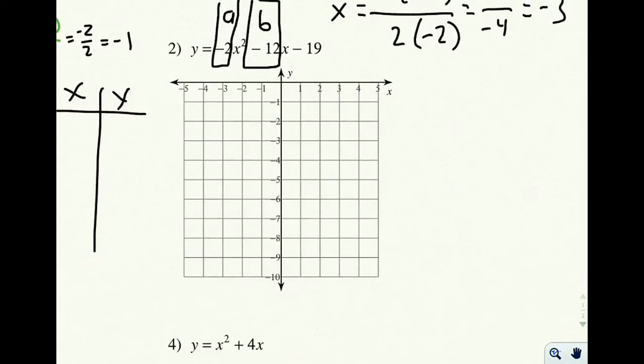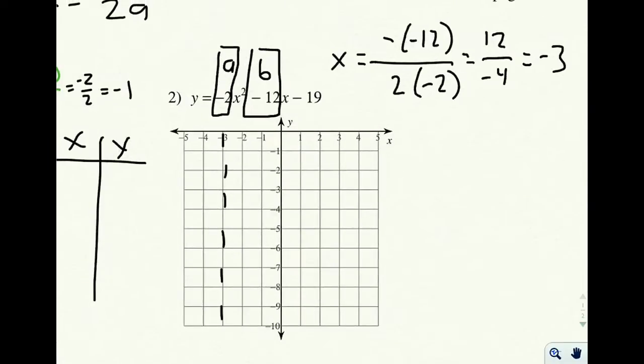And so if I'm drawing where this is lining up with, I have that there. Now, what I need to do is plug that -3 back into my original equation so that I can figure out what my y value is. So -3 plugged in here, I have a -2 times -3 squared minus 12 times -3 minus 19.